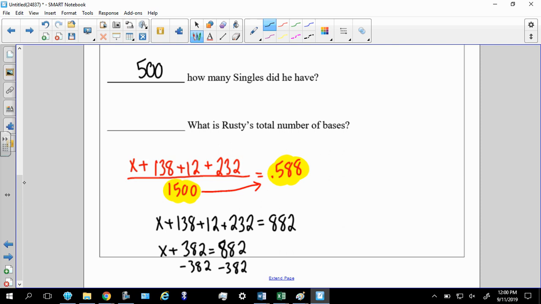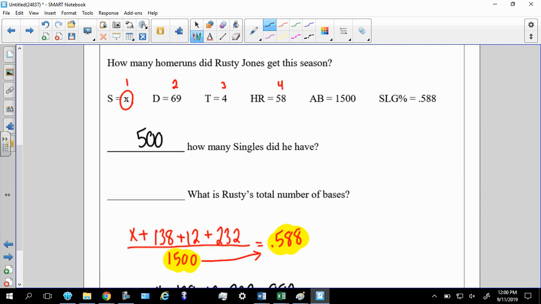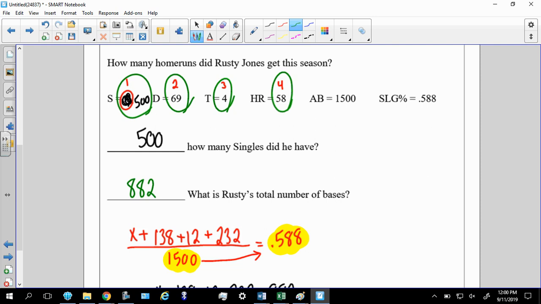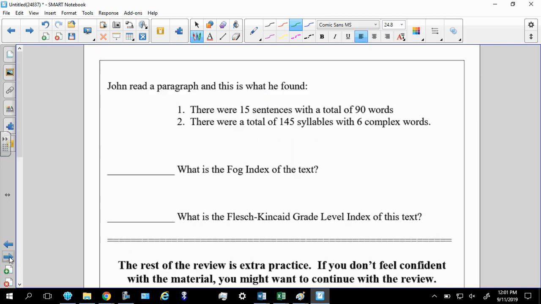Now again, dealing with the total number of bases. Now the singles is 500. So 500 times 1, 69 times 2, triples times 3, home runs by 4. Do the math. You get 882 bases. All right. Next one.